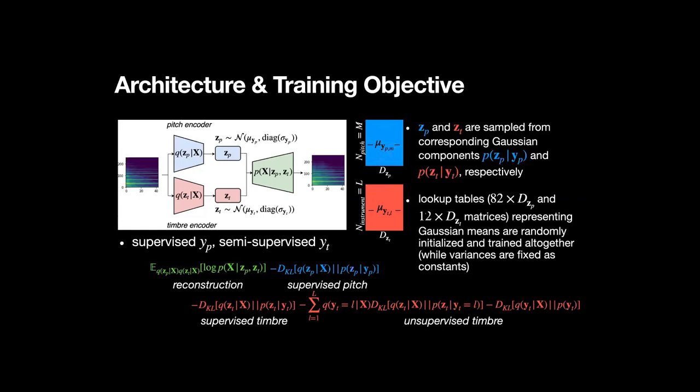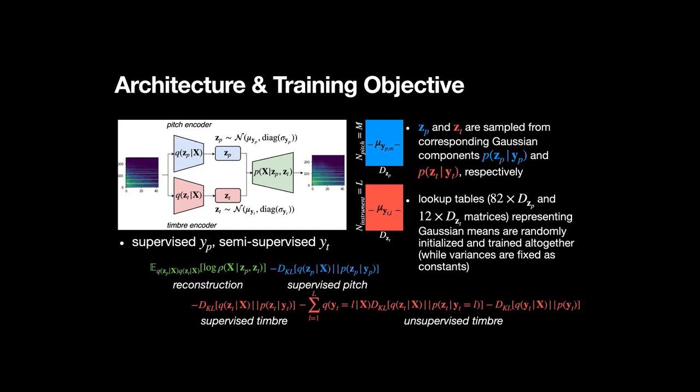The two lookup tables are trained together with the rest of the network. Notice that the variances for all the Gaussian components in the latent space are fixed as constants, because we found empirically that it is better in terms of training stability. And as I mentioned earlier, we consider the pitch labels to be all given, so supervised YP, and the instrument labels are only partially given, so semi-supervised YT.